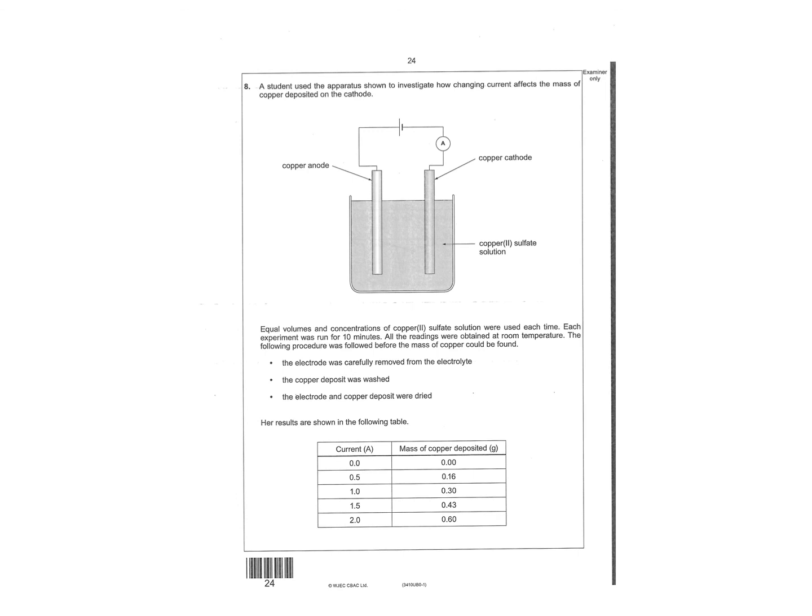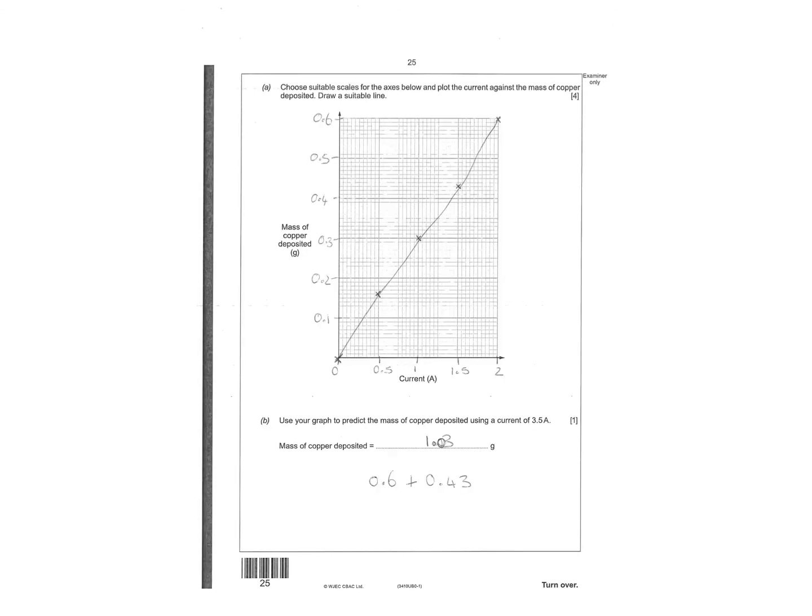Lots of information there about electrolysis. So the first thing you've got to do is 1, come up with your scale, 2, plot your points, 4 marks for that, okay? Use your graph to predict the mass deposited using the current of 3.5. I went with a current of 3 and the current of 0.5 and added them together.